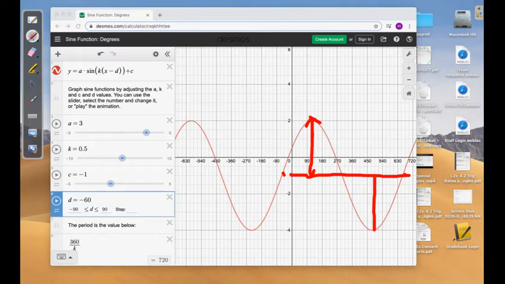See if I can find that value here. I don't think I can find it. All right, so this is how the graph is going to look with all the transformations.